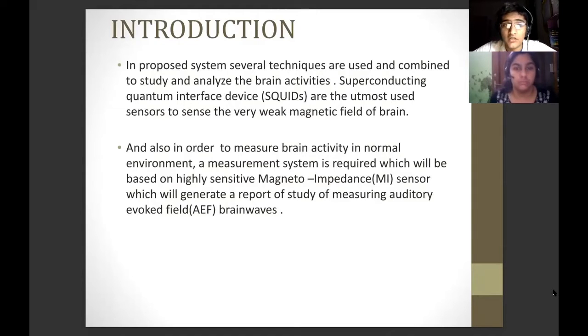Let's talk about the machine. Now, in this proposed system, several techniques are used and combined to study and analyze brain activities. Superconducting quantum interference devices, that is, SQUIDs, are the most used sensor to sense the weak magnetic field of the brain. And also, in order to measure brain activity in a normal environment, a measurement system is required, which will be based on highly sensitive magnetoimpedance, that is the MI sensor, which will generate a report of the study of measuring auditory evoked field, that is AEF brainwaves.